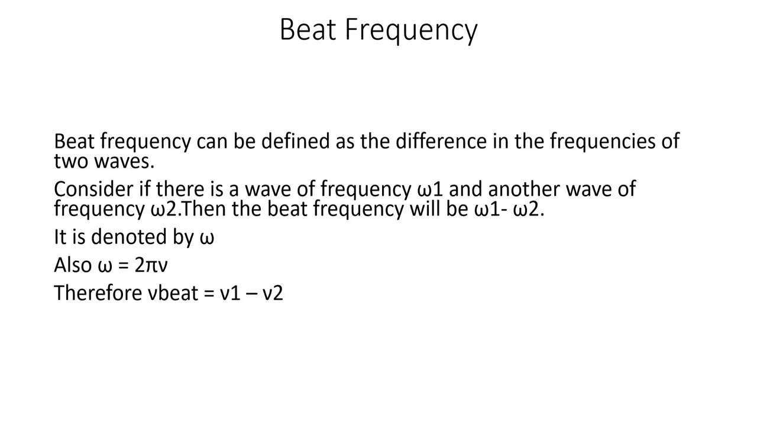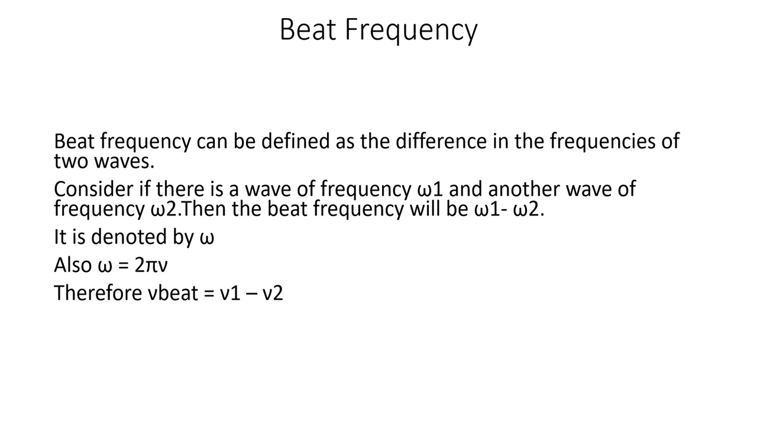Here we define beat frequency as the difference in frequencies of the two waves. So if one has frequency omega 1 and another has omega 2, here they are angular frequencies. When we write omega 1 and omega 2, even though we say frequency, you should know that it is angular frequency or angular velocity. So the beat frequency is omega 1 minus omega 2, or if we use nu, the frequency is nu 1 minus nu 2, where nu 1 and nu 2 are their frequencies.